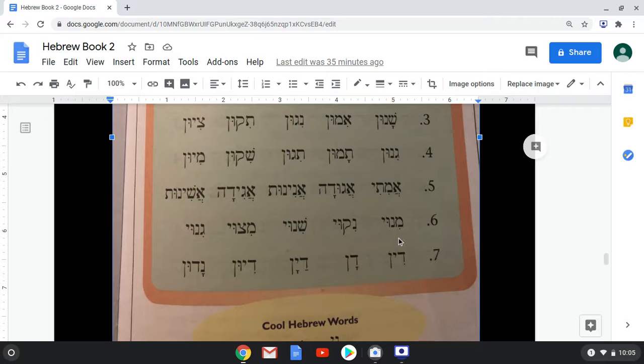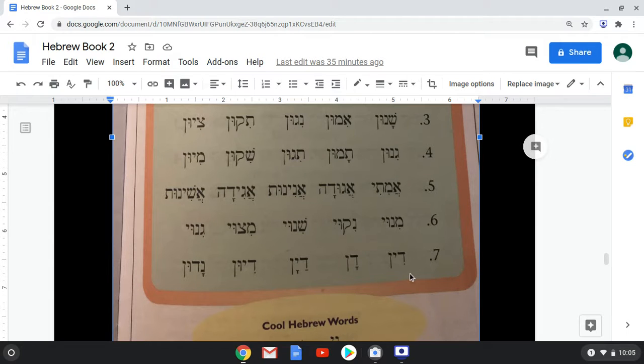All right, 6. Remember, we have the ui when you have the yud attached with this nikud. So, minui, nikui, shinui, mitsui, ginui.